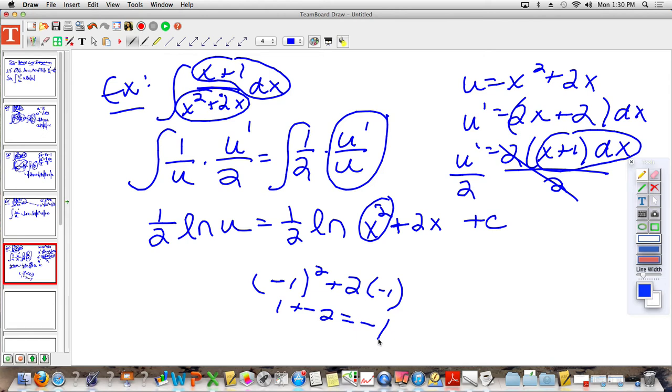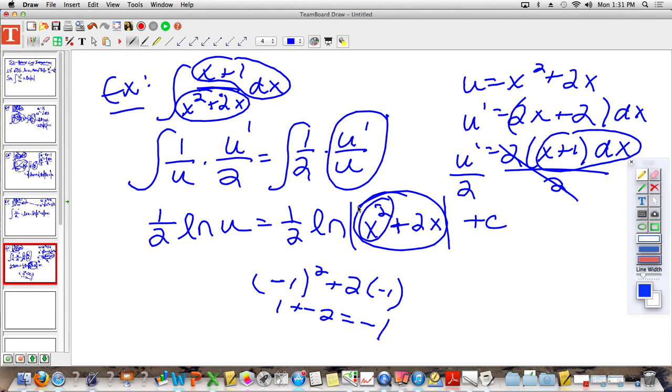So do I need the absolute value bars? Yes. Where did you get that one? I was trying to decide, could this function right here ever be negative? And so I had to think of possibilities that would make it negative.